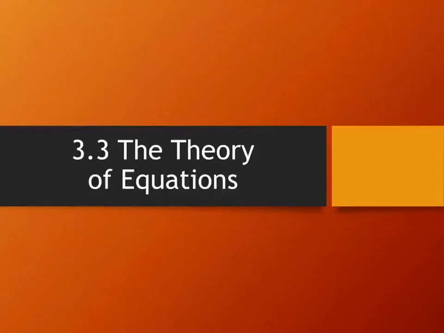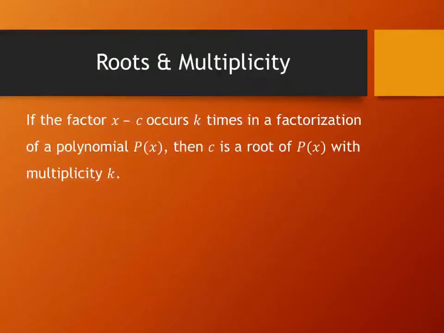Section 3.3 is titled The Theory of Equations, and we're continuing our discussion of what happens when we have different kinds of polynomials and looking for their solutions. Now, I've mentioned this in passing, but not in a formal way yet. There's a connection between roots, or zeros, or x-intercepts, those are all the same things, and multiplicity.